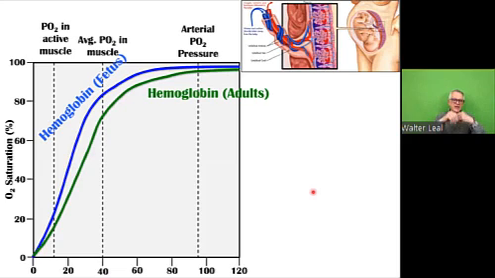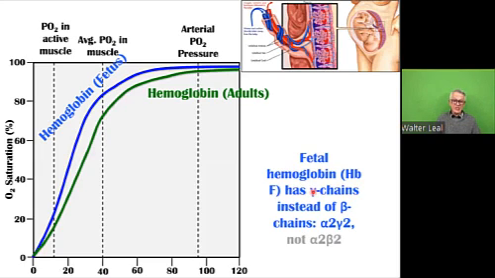If the fetus and the mother had exactly the same type of hemoglobin, then the mother would drop the oxygen, but the fetus could not hold it anyway. So they would undergo hypoxia, right? They would undergo lack of oxygen and ultimately die. But the structure of hemoglobin for the fetus is different. Instead of this beta, it has what we call the gamma chain. So that's a different structure.